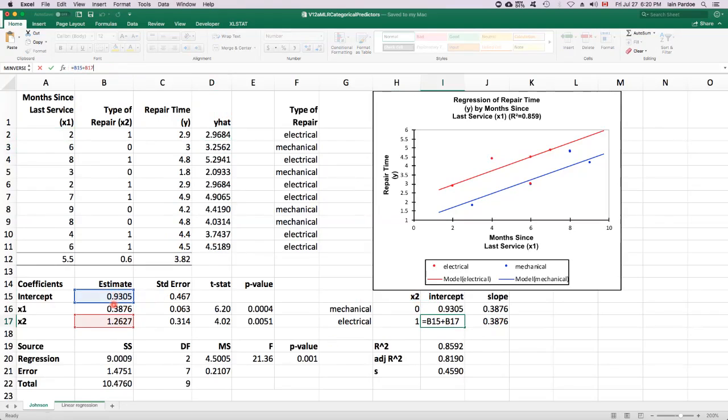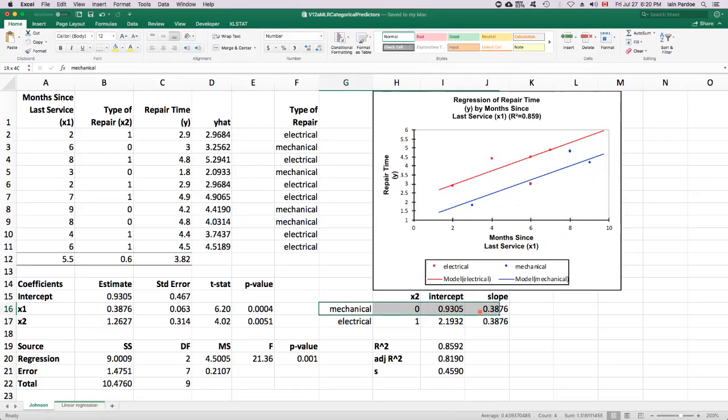Okay, so I added these two numbers together to get the intercept for electrical repairs. It might be easier to think about this in terms of this graph. In this graph, I've got repair time on the vertical axis and months since last service, x1, on the horizontal axis. The data points are colored according to red means electrical, blue means mechanical. And the two regression lines here are these two lines here.